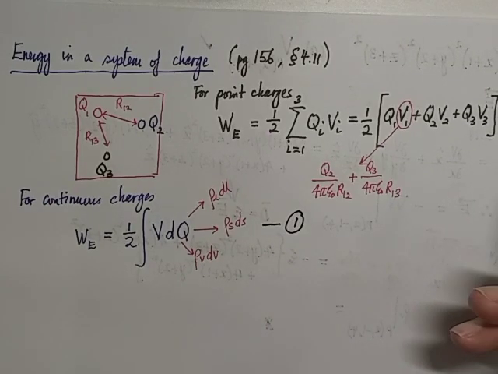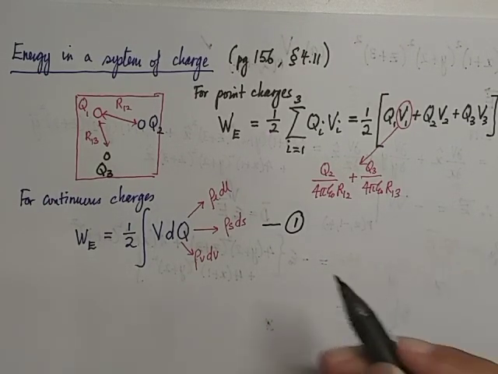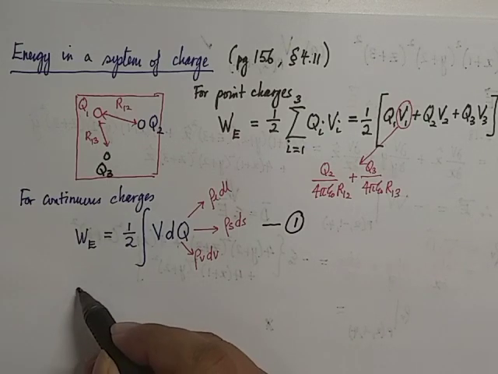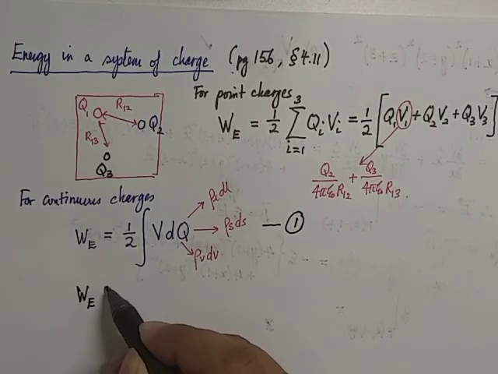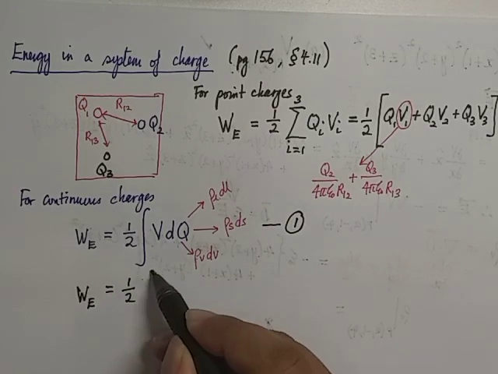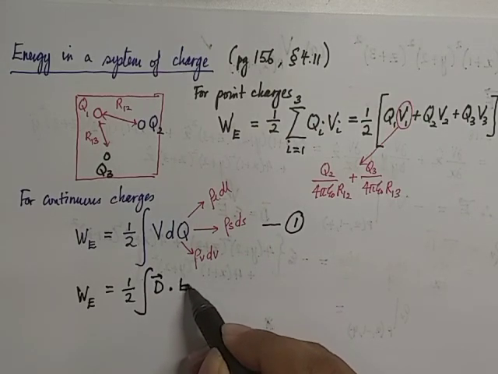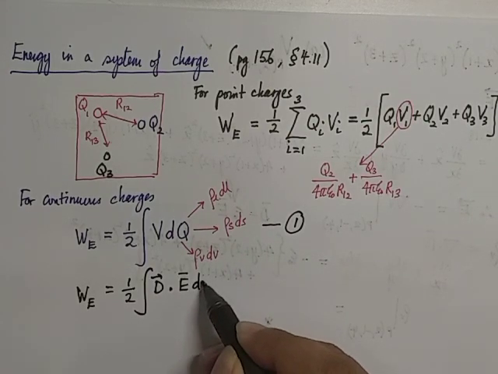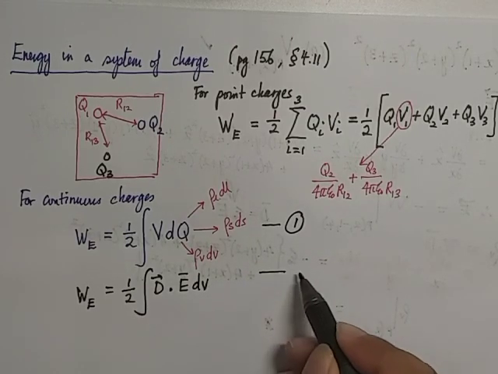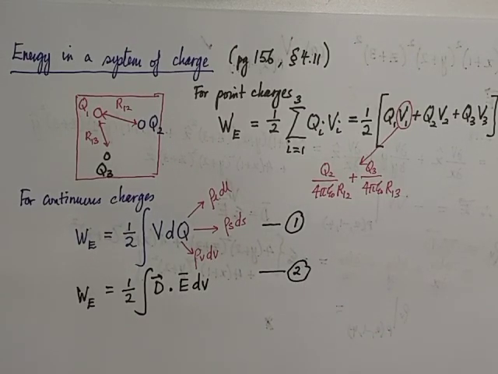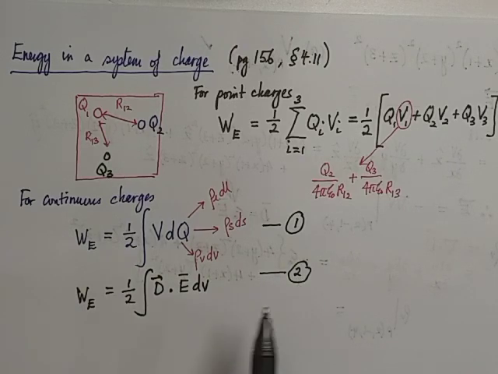So another method that we can use is this equation, WE equal to half integration of D dot product E dV. So this is equation number 2. Okay, as you can see, both methods are going to end with the same results, but you are given two choices to obtain the energy stored in a system of charge.